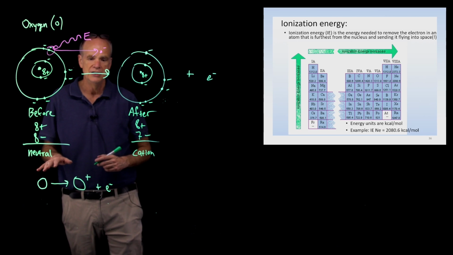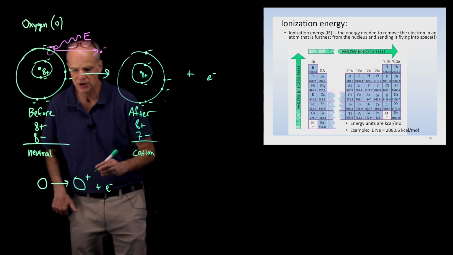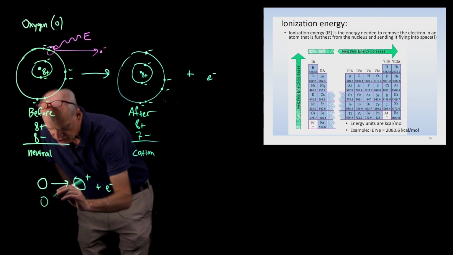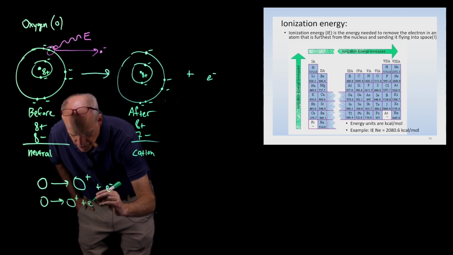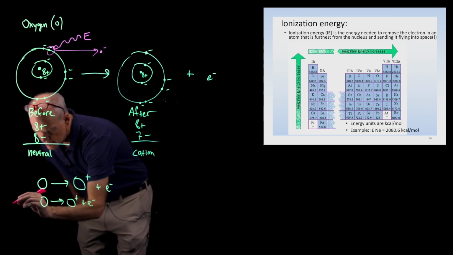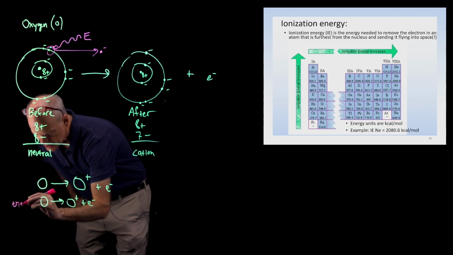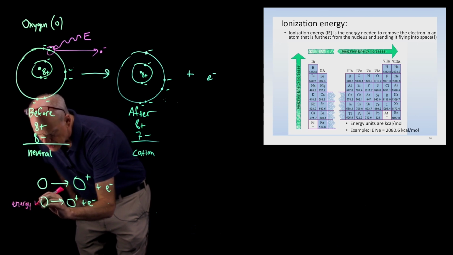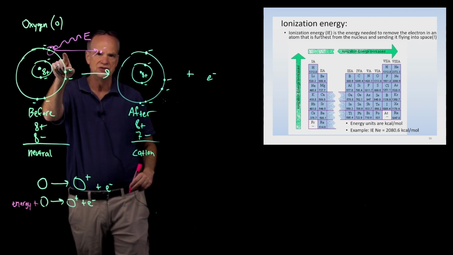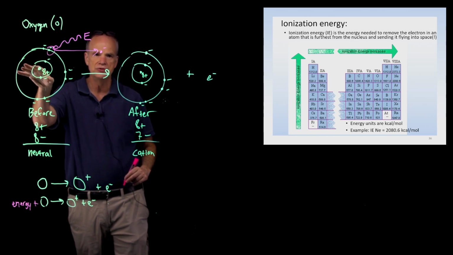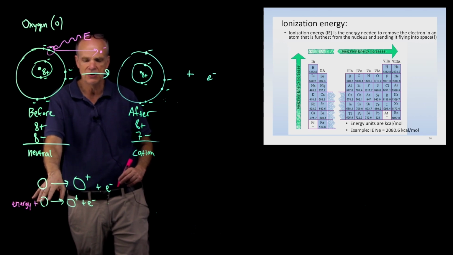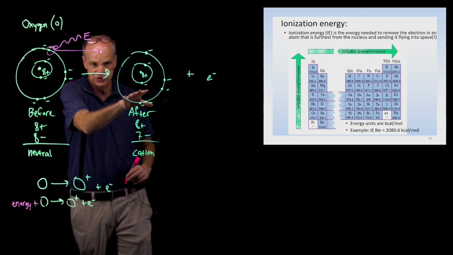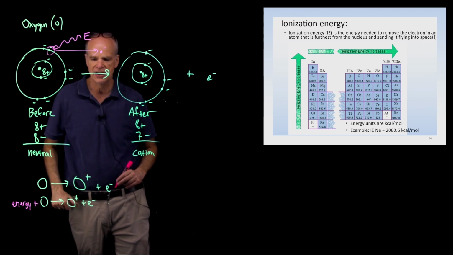What I want to do is add another term to this equation. You might often see it like this. It's the same equation like this, but a lot of chemists like to indicate here with ionization energy, what you're doing is you're adding energy to the neutral atom that you have before. So to indicate that, we're saying energy plus the neutral oxygen atom will give you the cation plus electron.